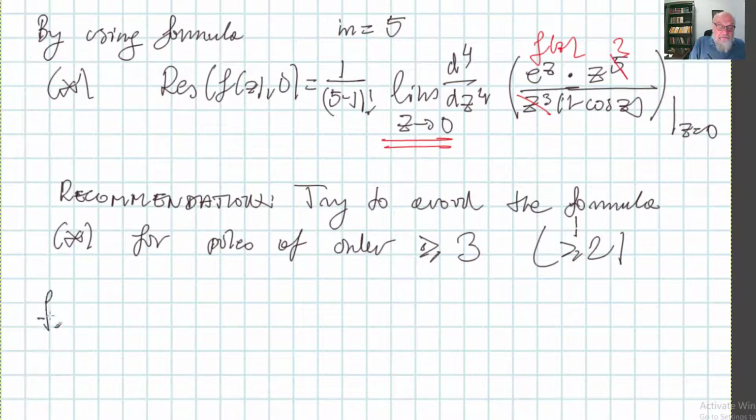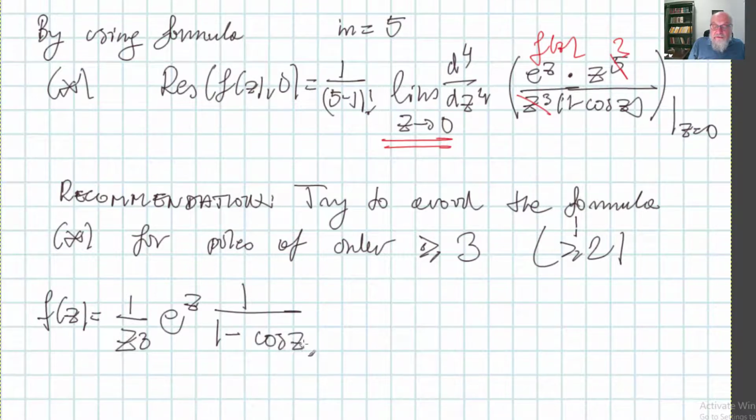So let's write it down. My f of z is equal to, so what do I have here? First of all, I have 1 over z cubed, then I have e^z, and then I have 1 minus cosine z. I look at this 1 minus cosine z, and I'm going to play with the Taylor series expansions.